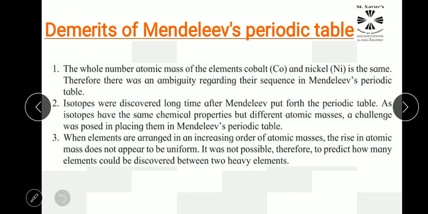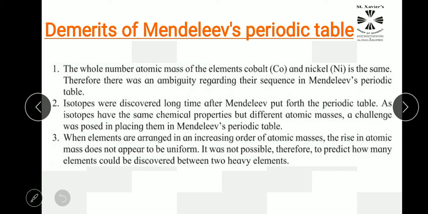Now it is not the case that there were only merits; there were a few demerits in Mendeleev's periodic table. Let us go through what the demerits were, students. So let's see which demerits were there. When you see the demerits of the Mendeleev periodic table, the whole number atomic mass of the elements cobalt, Co, and nickel, Ni, is the same, students.